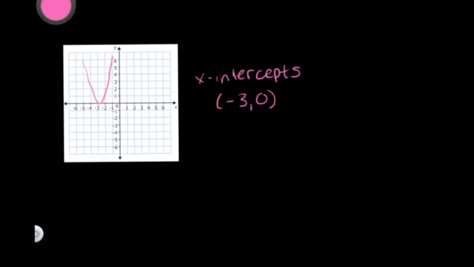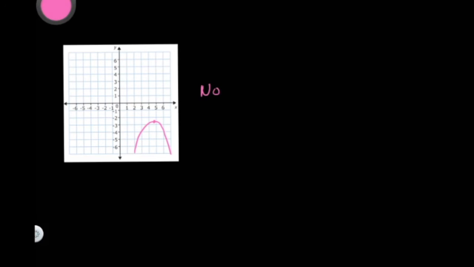Now we could have another example. So if we have a parabola that looks like this, and our midpoint of it is right down here. So what are the x-intercepts for this parabola? Well, it's kind of a trick question because there are none, right? There's no zeros or x-intercepts here because it does not cross the x-axis. So there are none.